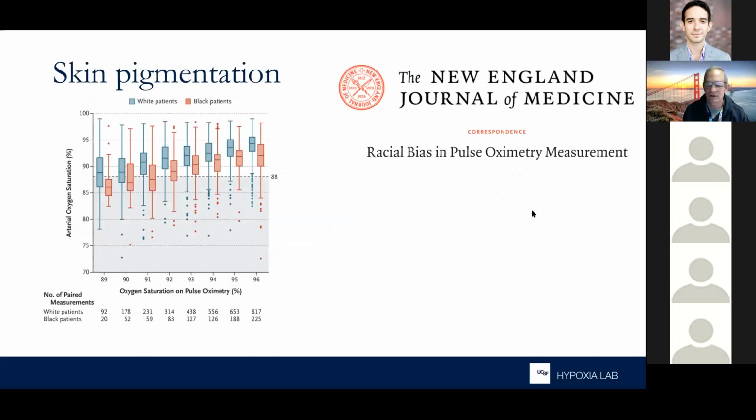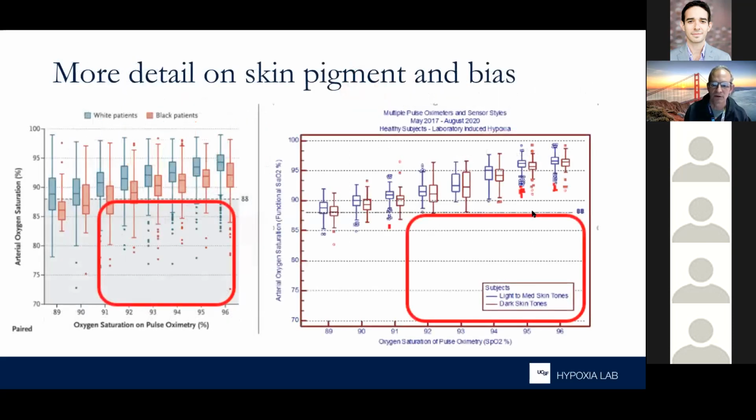In a recent article in the New England Journal of Medicine, this issue was brought to the fore once again. Michael Schoeding and colleagues at the University of Michigan published data showing that in darkly pigmented patients, not subjects, but patients, pulse oximeter readings frequently were too low. You can see the difference between arterial oxygen saturation measured with a blood gas and with oxygen saturation measured with a pulse oximeter. Let's have the next slide. I can explain more of this.